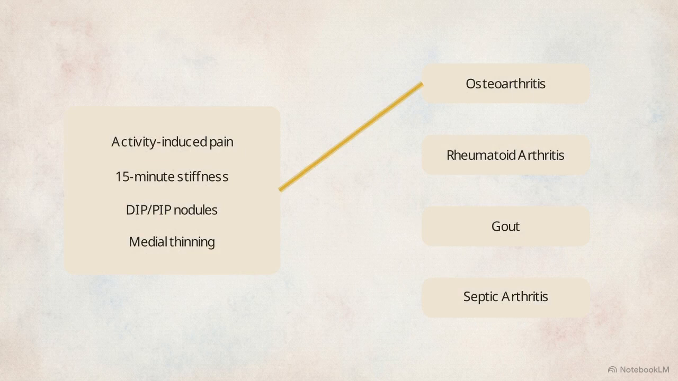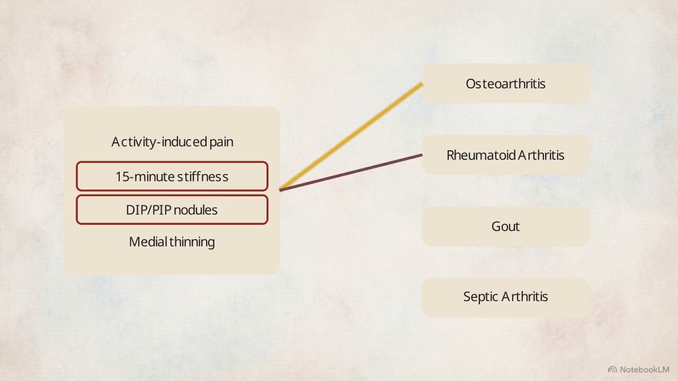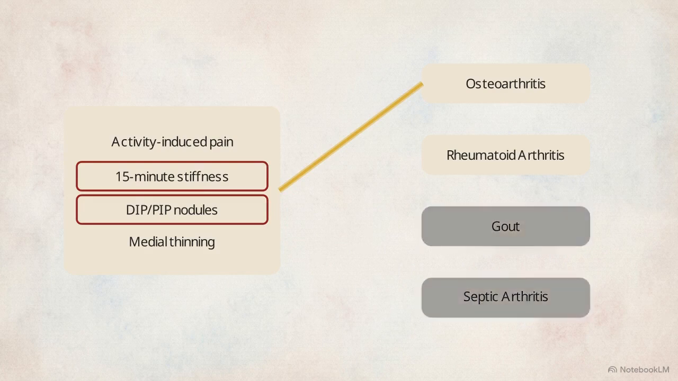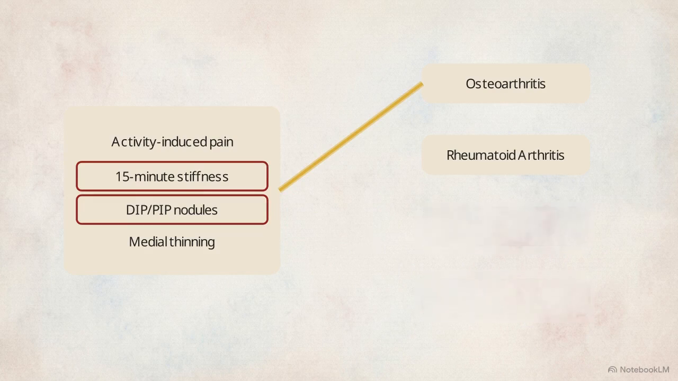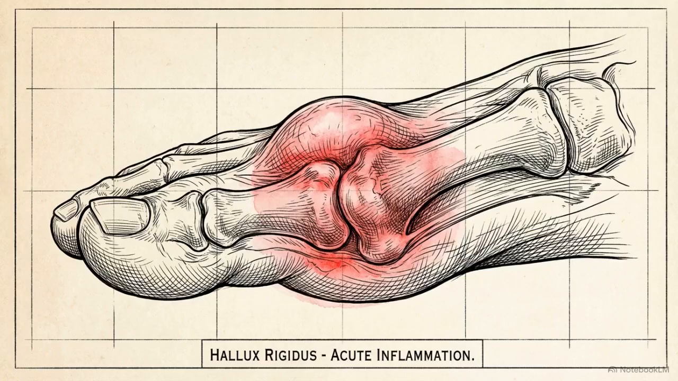The brief morning stiffness under 30 minutes and specific involvement of the distal finger joints strictly rule out rheumatoid arthritis, which causes prolonged stiffness and spares those joints. Acute monoarticular conditions are also eliminated. They present with single, red, acutely swollen joints, which conflicts with her bilateral, chronic bony nodules.